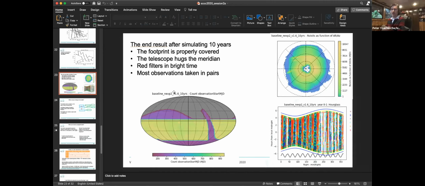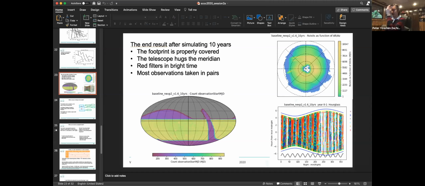Right. And there's a question of how fast filters can be switched. It takes 2 minutes. So we're not going to do hundreds of filter switches during the night. One of the early decisions, in the very early simulations, we tended to get pairs of observations in the same filter. And so we tended to just have a single filter per night.